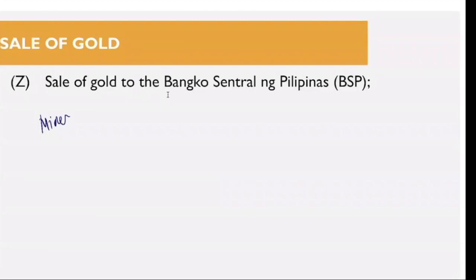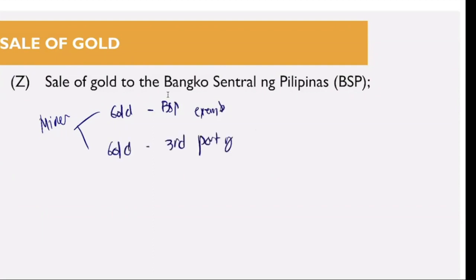So in this case, so that we have a higher amount of gold reserves, we place an exemption on the sale of gold to BSP. We want all of the gold to be sold to BSP instead. So if you are a miner and you sell your gold to BSP, it is considered exempt. How about if you sell your gold to a third party? It is considered taxable. Not only a miner, anyone who sells gold to BSP is considered exempt.